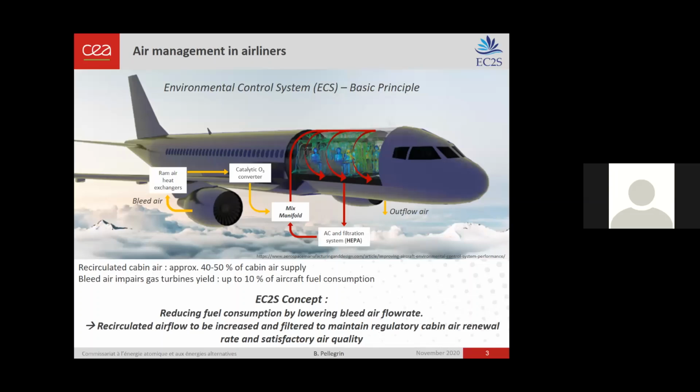The idea of the project is to reduce the fuel consumption by lowering the bleed air flow rate. And to do so, the recirculated airflow has to be increased and filtered to keep acceptable air renewal rate and air quality in the cabin.